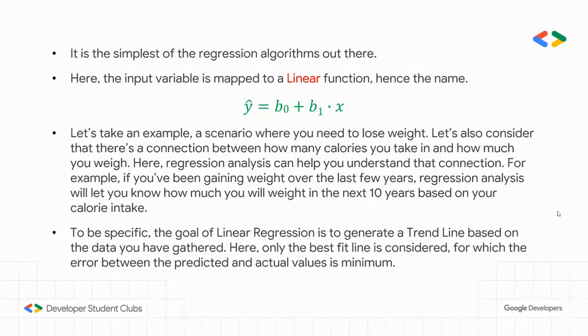Now, let's take an example to understand what is happening. Let's consider a scenario where you need to lose weight. Let's also consider that there's a connection between how many calories you take in and how much you weigh. So here the amount of calories you take in will be your x, and how much you weigh will be your y. We take in the calories and use them to calculate b0 and b1 so that we can predict our weight. By using this type of regression analysis, you can understand the relationship between calories and how much you weigh.